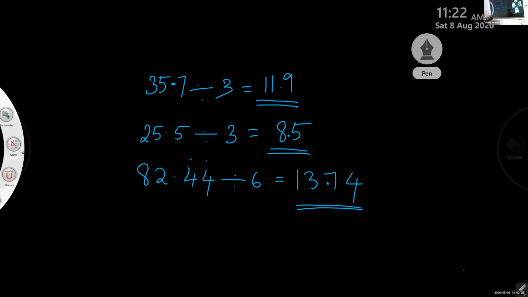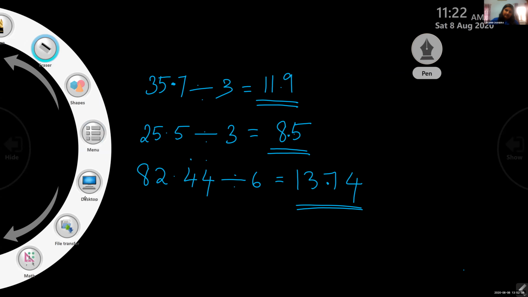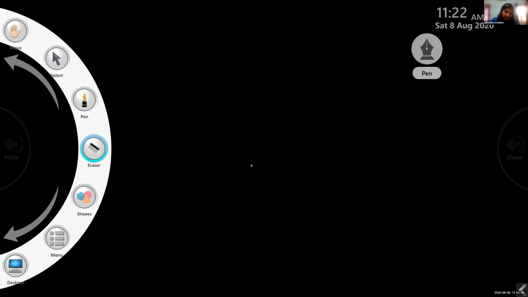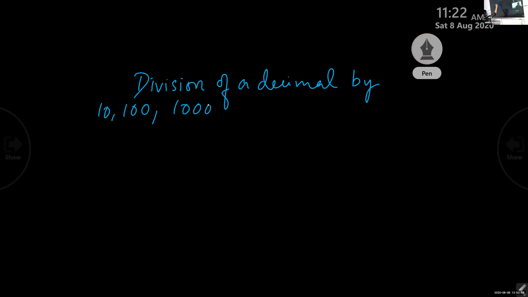Now the next topic is division of a decimal by 10, 100, 1000, etc. That is very easy. Okay. Now the next heading is division of a decimal by 10, 100, 1000, etc. Write it. I'll give you the definition later. We'll do the problems first.